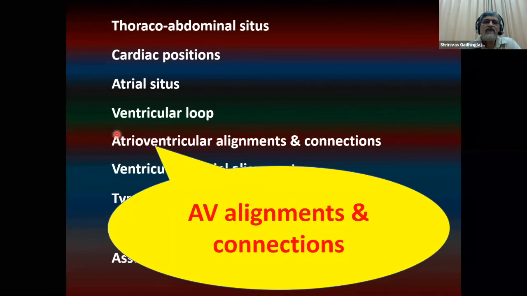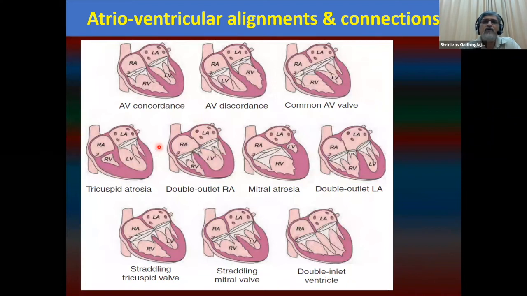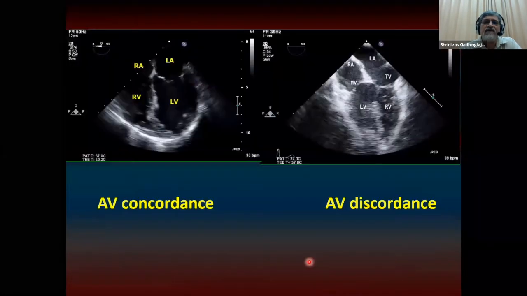Now we'll go to the AV. So we have seen the atrium, we have seen the ventricle. Next is the AV segment, which is the first connecting segment. Usually the tricuspid valve will align with the right ventricle and the mitral with the left ventricle, except in two conditions: one is a common AV valve and the other is a double inlet LV. We'll see all the conditions of atrioventricular alignment one by one.